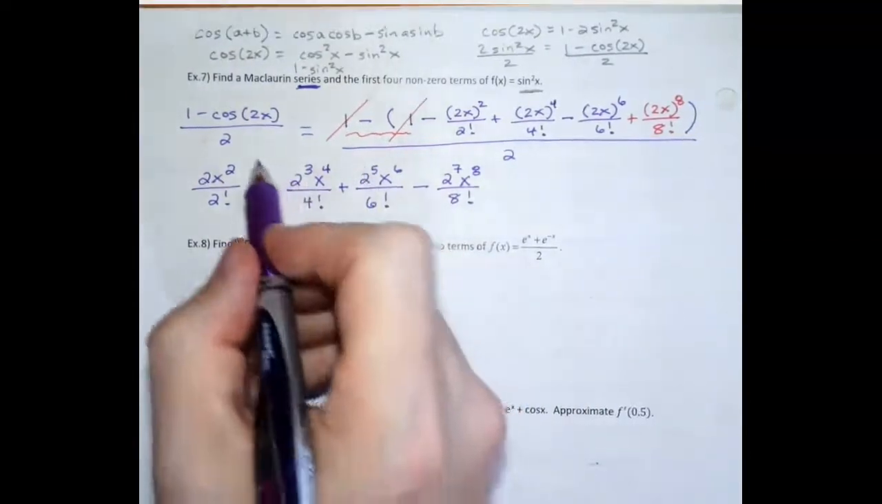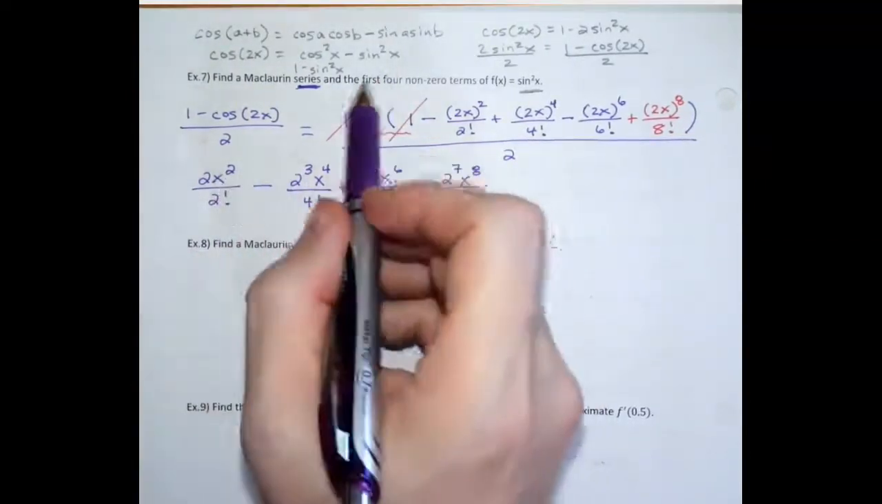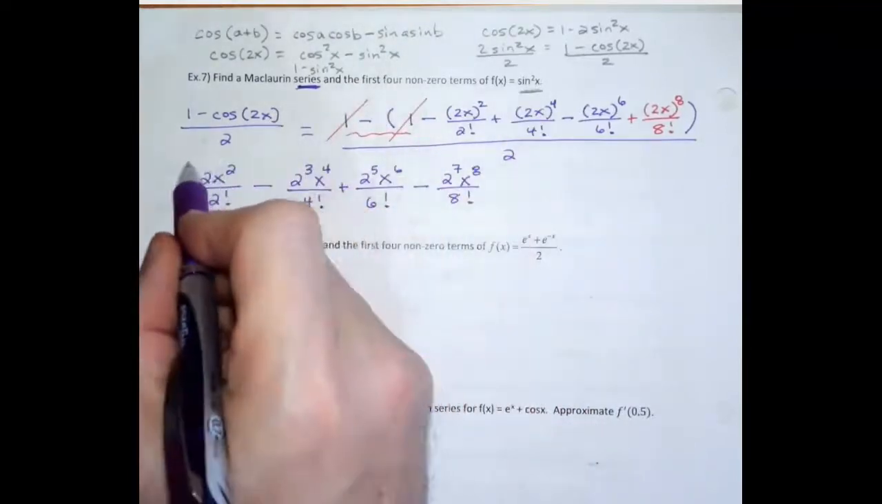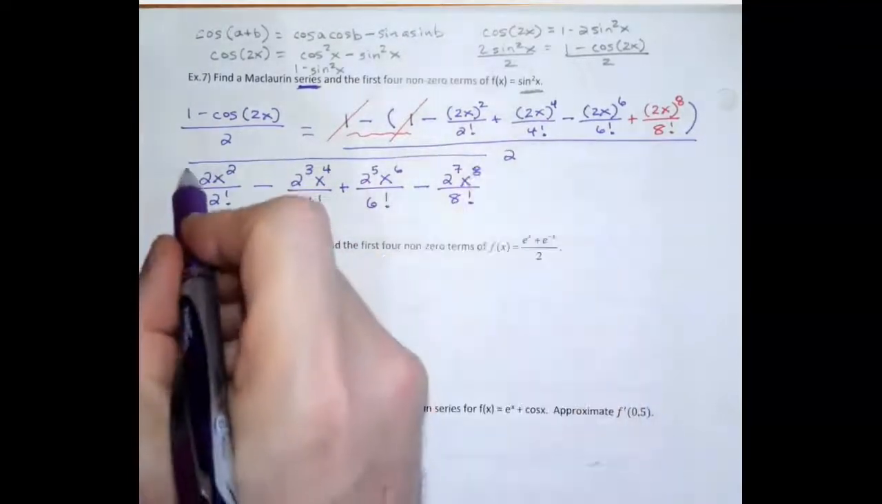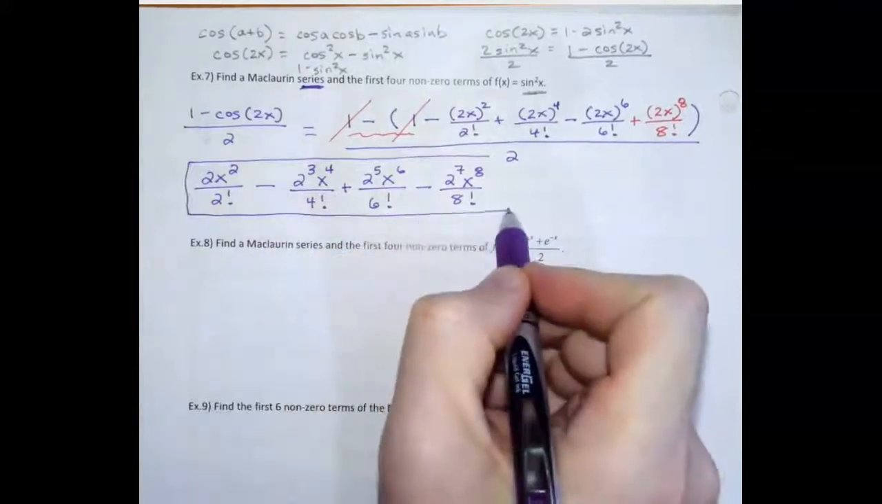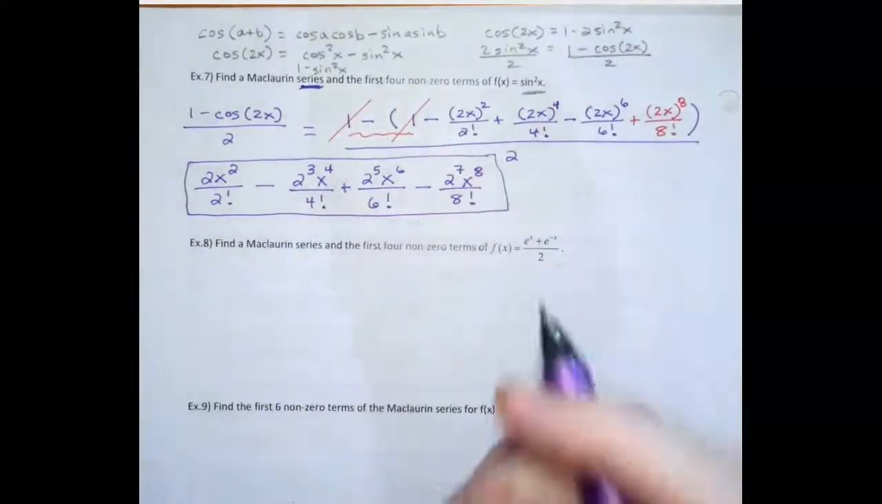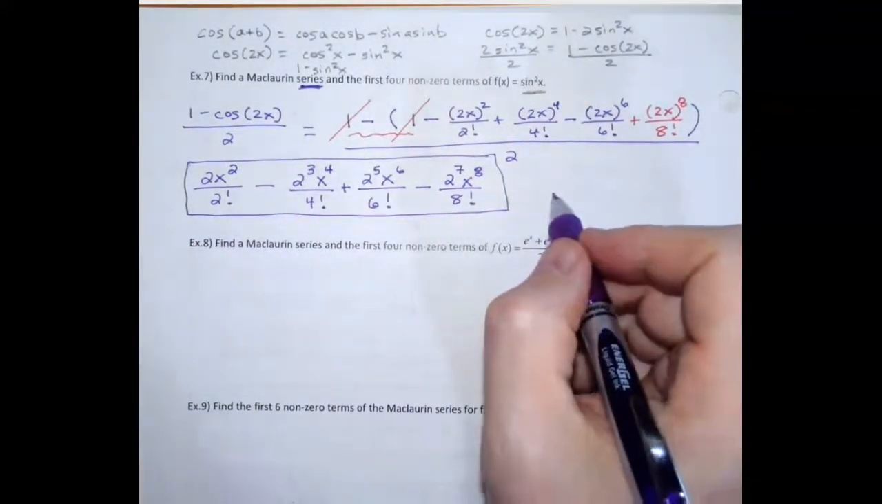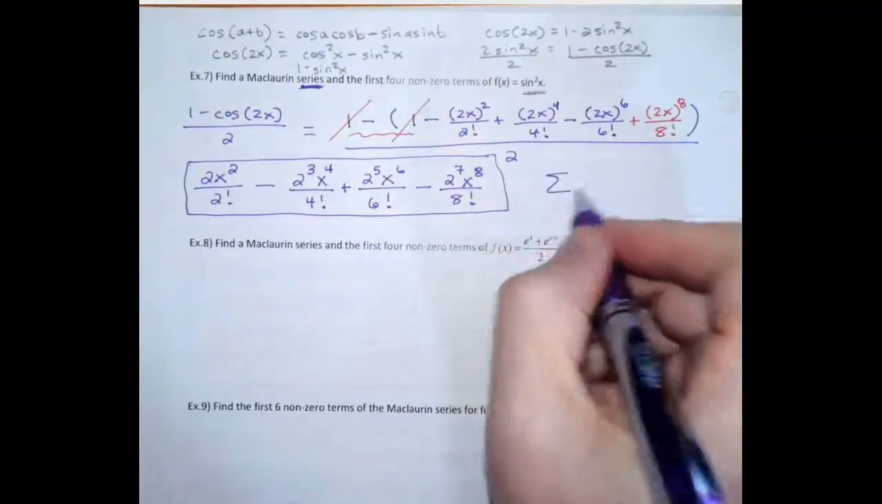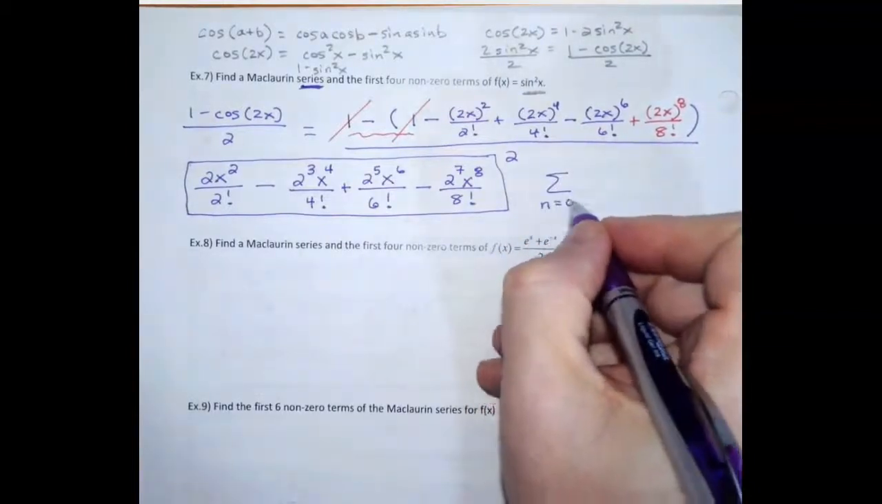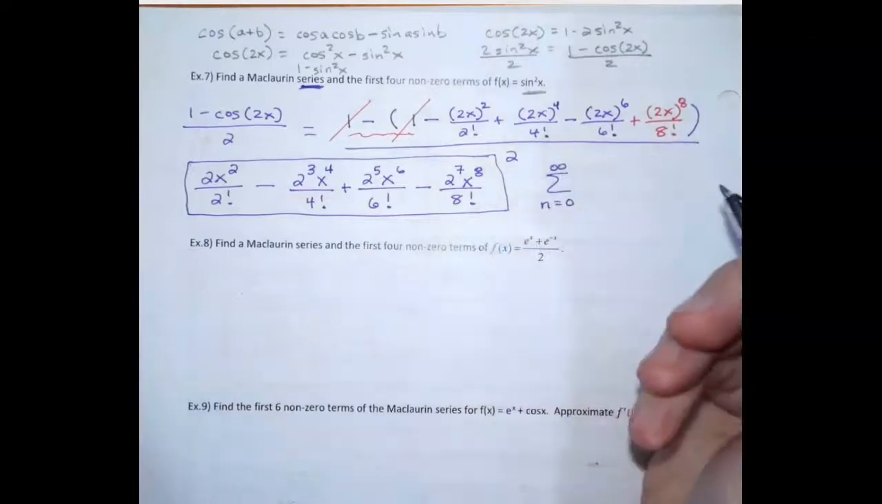Alright, so it says find the series and the first 4 terms. Maybe we could do some canceling, but like I said, we also want the series, so we don't want to cancel too much because we might lose sight of the pattern.